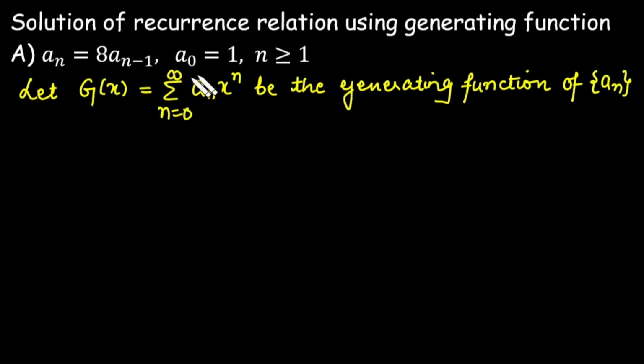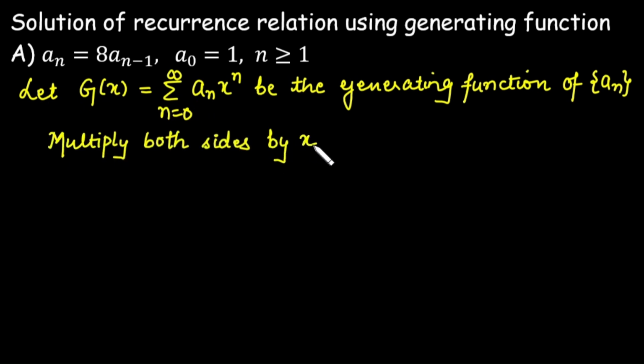After that, we need to create a same form here. It means we need to create a summation as well as x raised to power n form. Step 1 is multiply both sides by x raised to power n. So we have a_n x^n is equal to 8 times a_(n-1) x^n. Now this is somehow similar to this one, but we need to create a summation.